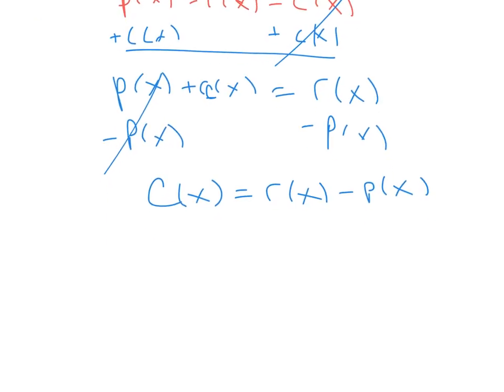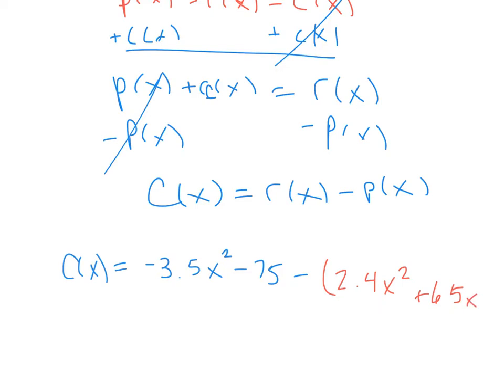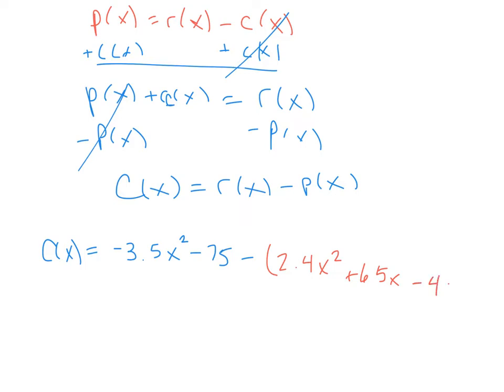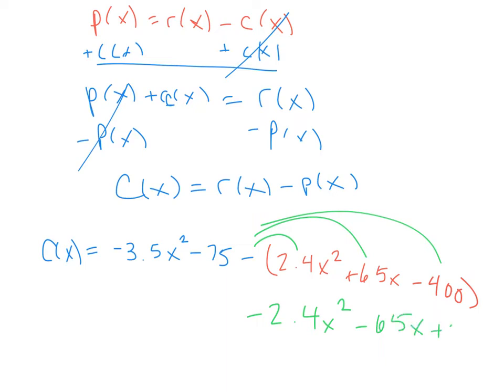So my revenue function is at the top. So I have C of x is equal to my revenue, which is negative 3.5x squared minus 75, minus, again with the parentheses, because you're subtracting the whole function, 2.4x squared plus 65x, and then minus the 400. And I'm going to distribute this negative in, because I'm subtracting the whole polynomial. It'd be negative 2.4x squared minus 65x plus 400.